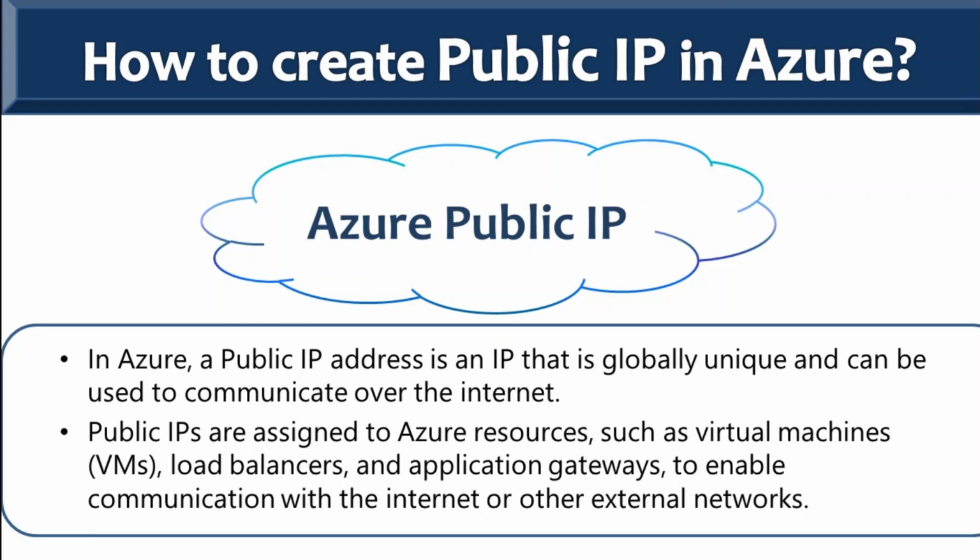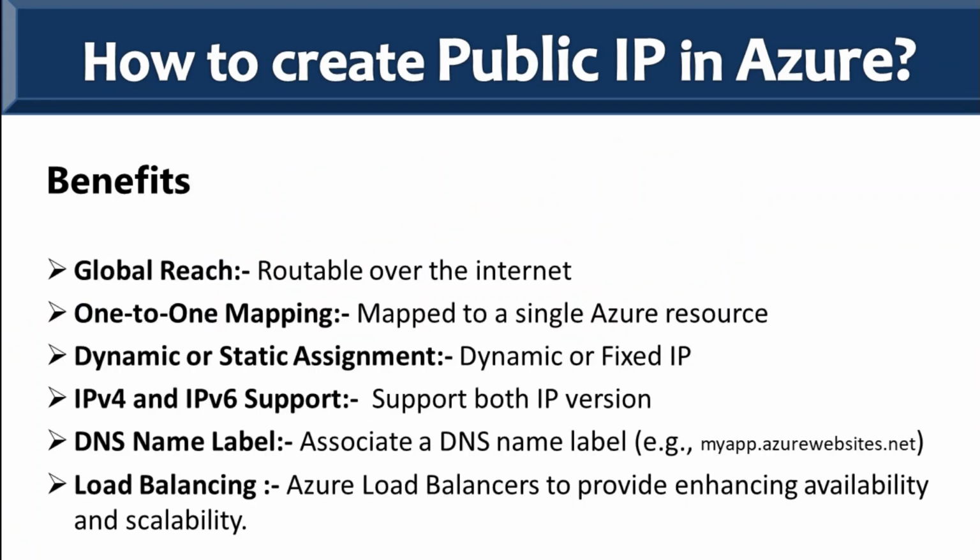Then, the benefits of a public IP in Azure. First, global reach. Public IPs in Azure are routable over the internet, allowing resources associated with them to be accessible from anywhere on the internet. Next, one-to-one mapping. Each Azure public IP address is typically mapped to a single Azure resource. This ensures that incoming traffic to the public IP is directed to the associated resource.